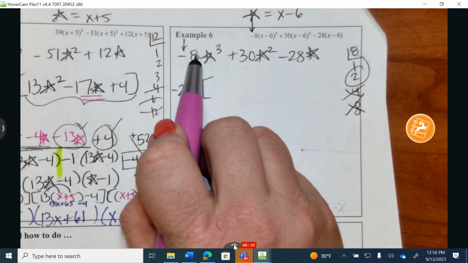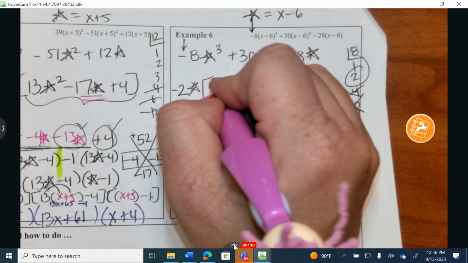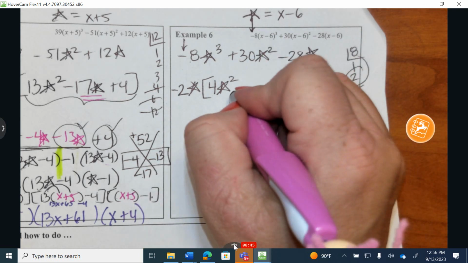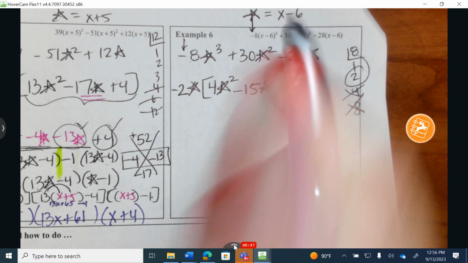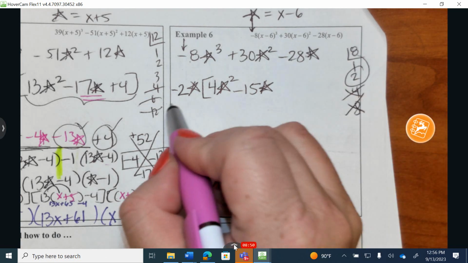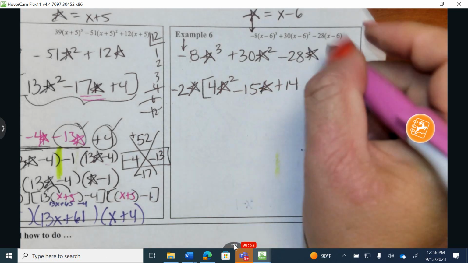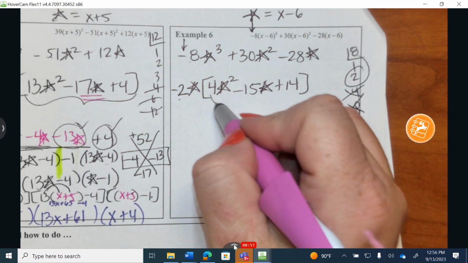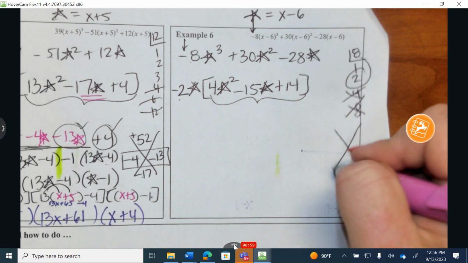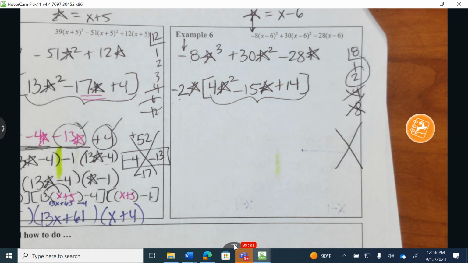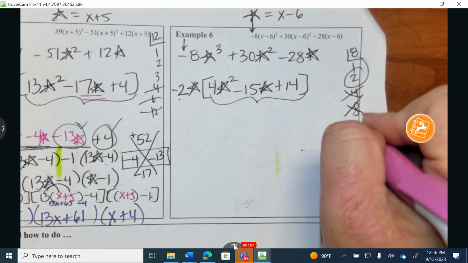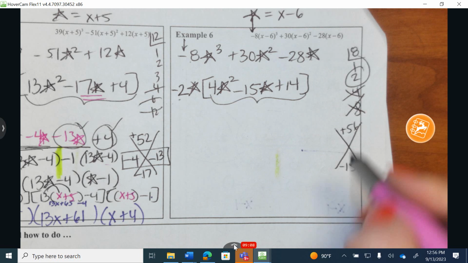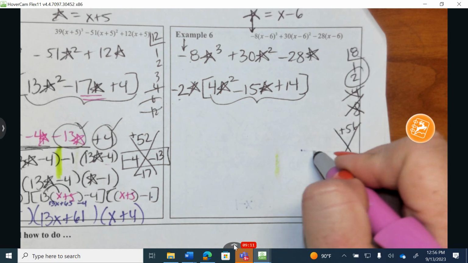Okay, here we go. Negative 8 divided by negative 2 is a 4, and I need 2 stars. 30 divided by negative 2 is negative 15, and I need 1 star. Negative 28 divided by negative 2 is a positive 14, and I don't need a star. I already have it. Let's only focus on this part. 14 times 4 is positive 56. What does this tell me? This is A times C, and this is our B.